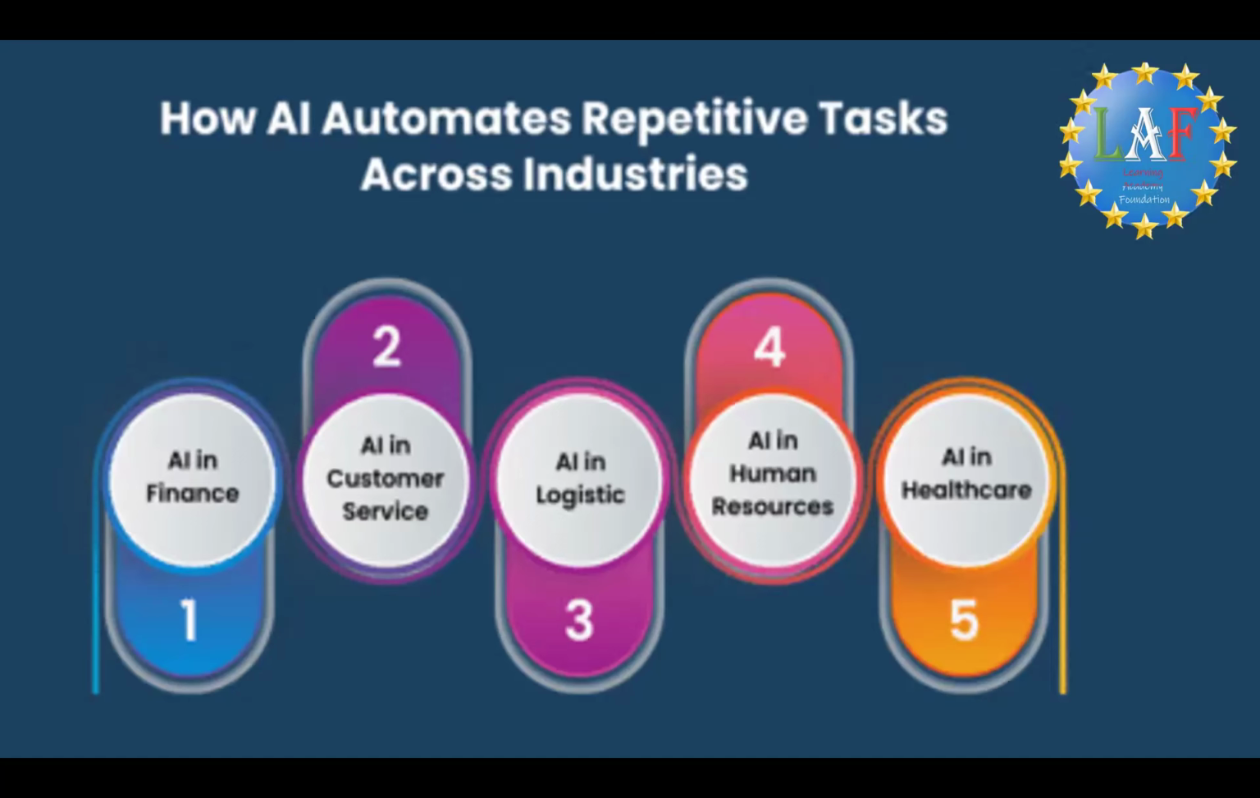Macros are automated sequences that perform repetitive tasks. Want to generate a report, email it, and archive it all with one click? Macros make it happen. How artificial intelligence automates repetitive tasks across industries, through AI in finance, in customer service, in logistics, in human resources, and in healthcare.